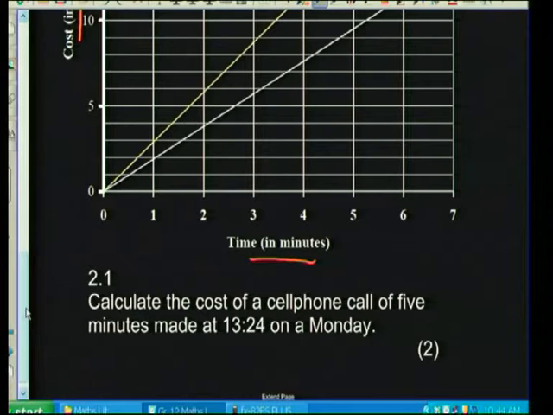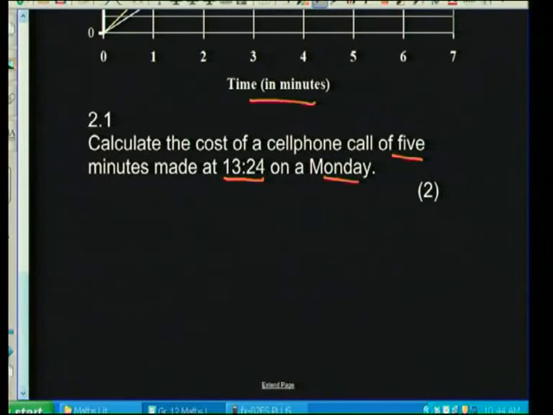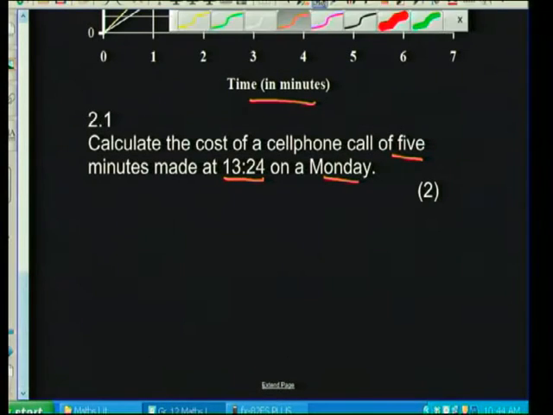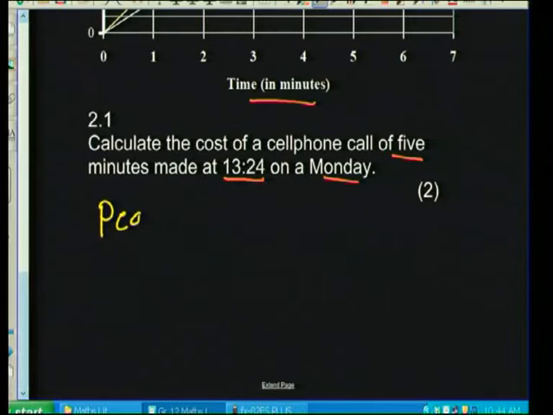Calculate the cost of a cell phone call of 5 minutes made at 13:24 on Monday. So my first question is, which graph am I going to be looking at? Now they've given me the graph, so all I need to do is interpret it off the graph. I'm going to read those values off the graph. Monday is peak time. So I'm going to be looking at the yellow. I need peak call.